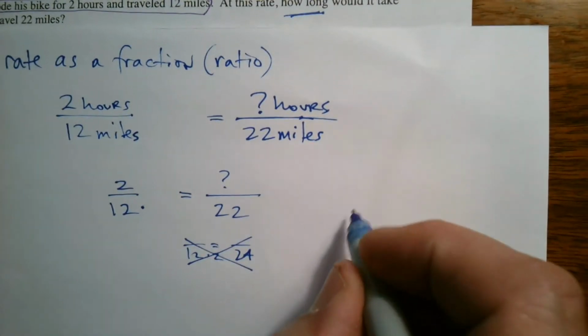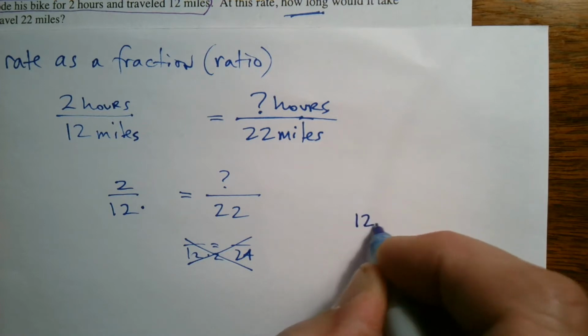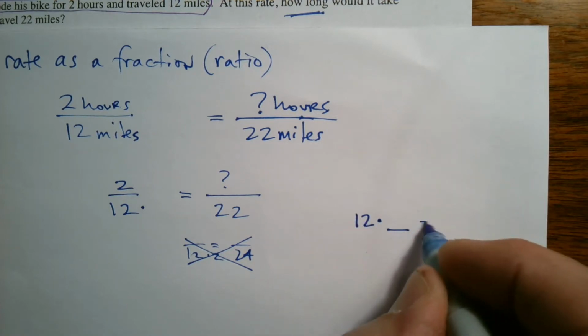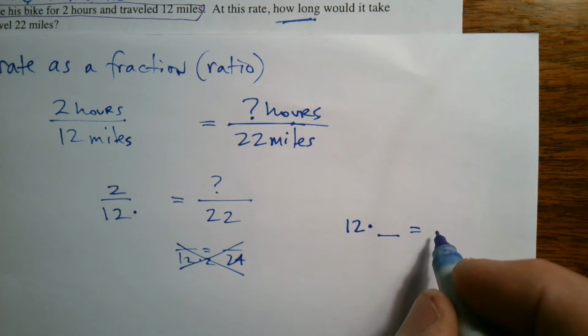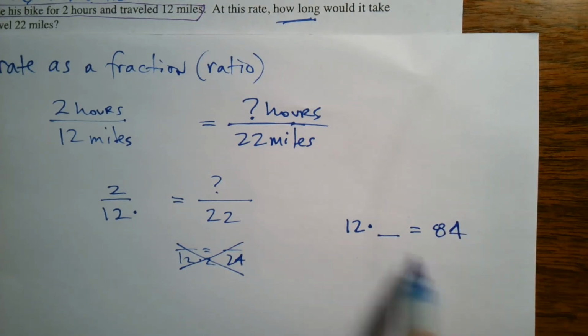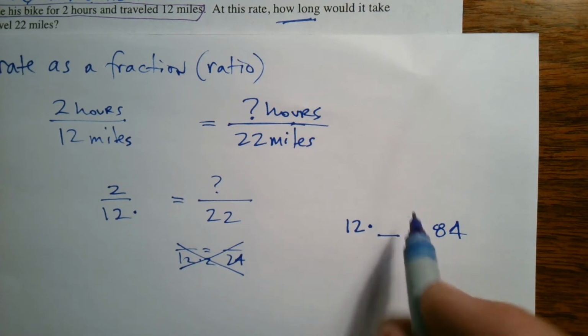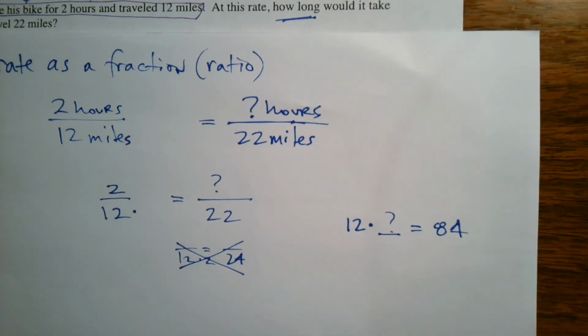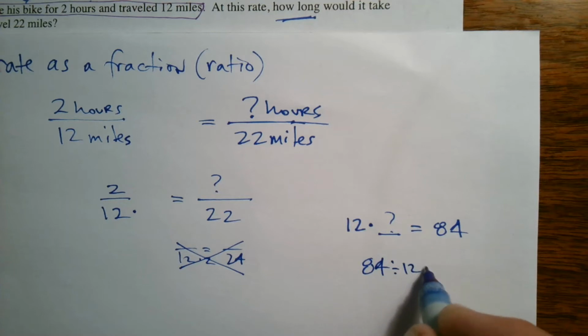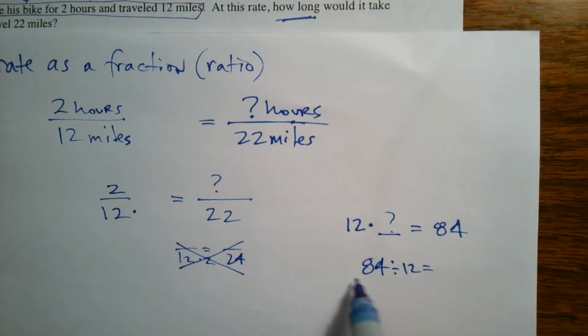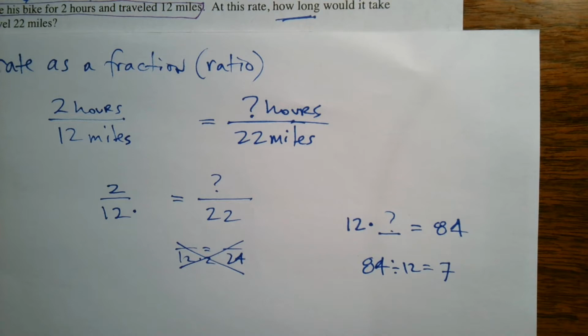Let me go to a little side note. If I wanted to find out 12 times something is going to equal, let's say, 84, and you didn't know your 12s, you didn't know what 12 times what was 84, how would you figure out what that something is? Well, you would do division. You would take 84 and divide it by 12 to find that out. And when you take 84 divided by 12, you get 7. So then now you know 12 times 7 is equal to 84.